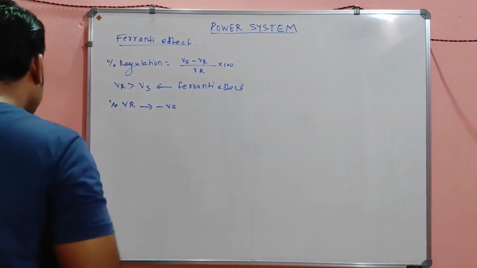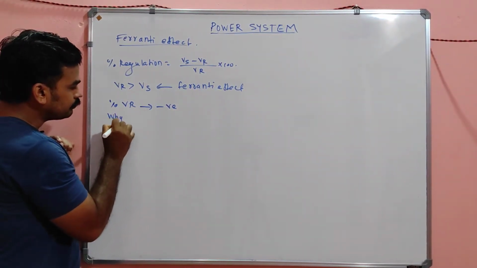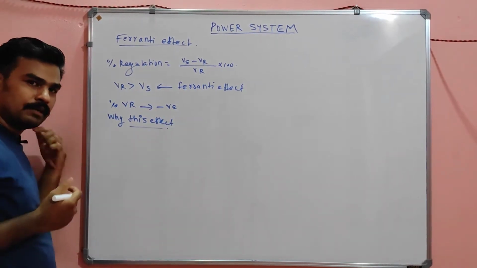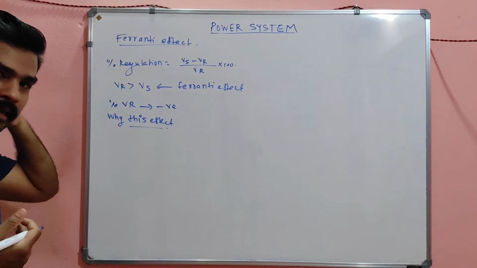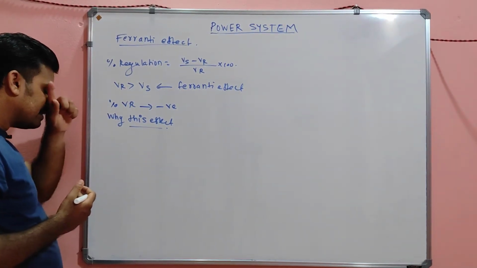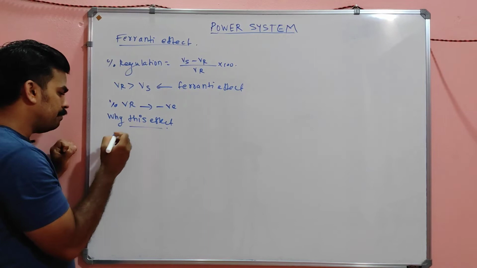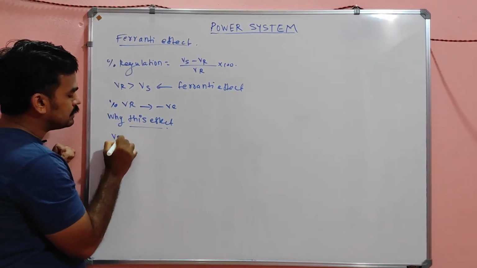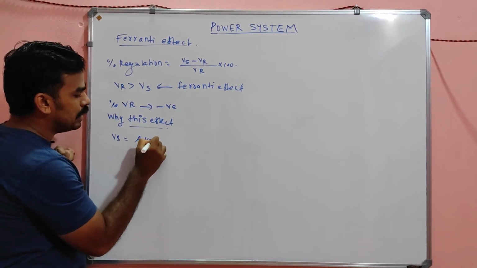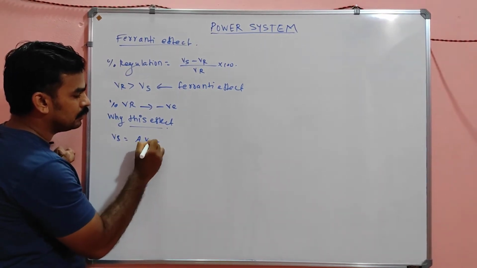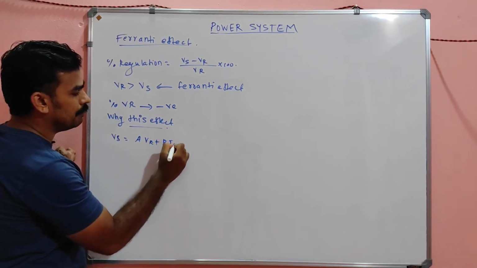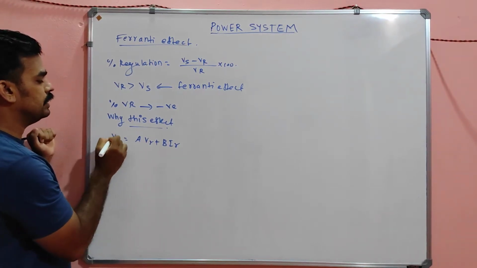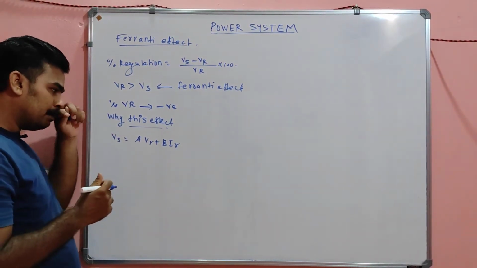Now we are discussing why this effect occurs. By the ABCD parameters we can explain this. For ABCD parameter consideration, we have Vs equal to A into VR plus B into IR. Am I right, my dear? Simply, Vs, the sending end voltage, is equal to A into VR plus B into IR.